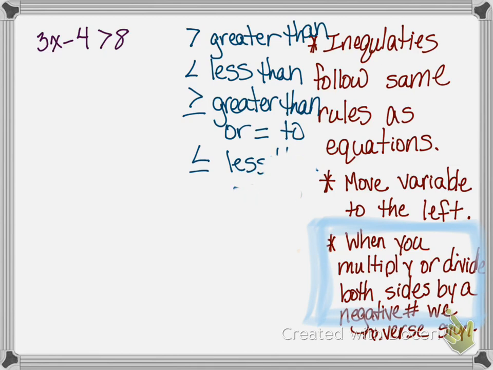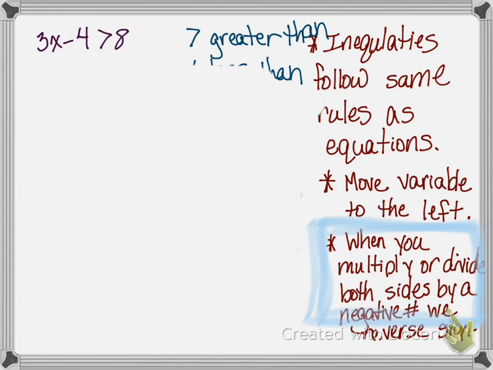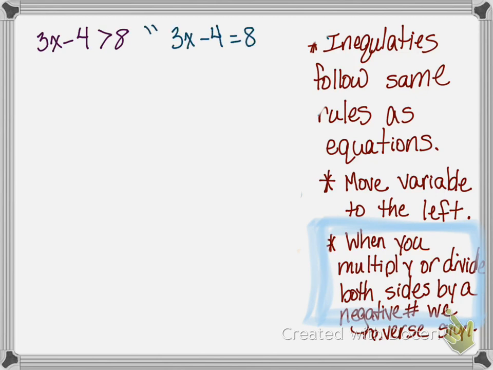What I'm going to think to myself is 3x minus 4 equals 8. And what would I do to solve this? Add 4 to both sides. That's what I would do. So then I'm left with 3x is greater than 12.